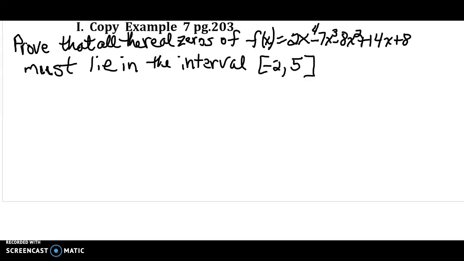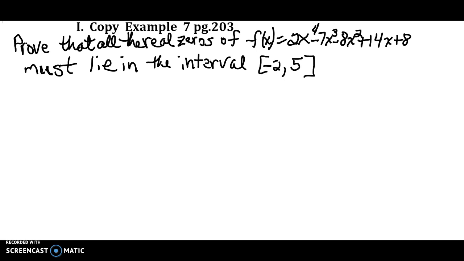Okay, the upper and lower bound test works like this. You're given a polynomial like example 7 on page 203, and you're given an interval, and you have to show that -2 is the lowest possible x value and that no other real zero of the polynomial can be any higher than 5. So we do this by doing synthetic division with each of those and then looking at the outcomes. So let's start with the 5.